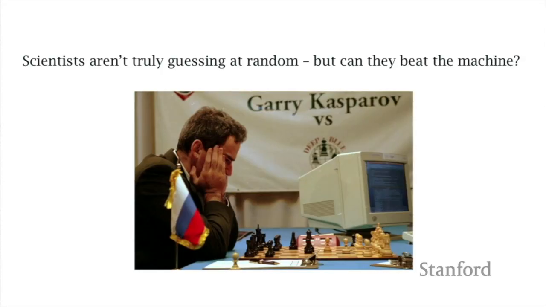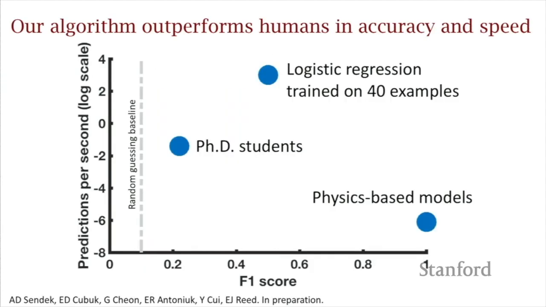But the next question for the critical scientists in the audience is: well, scientists are hopefully better than random. They're not totally randomly guessing. So how does this compare, not to a random guess, but to a scientist that's trained in this field? This is sort of the Garry Kasparov versus Deep Blue analogy for material science. So this is what we did.